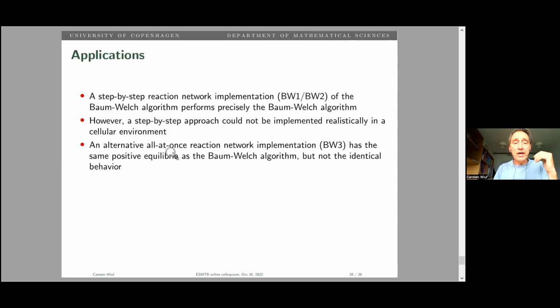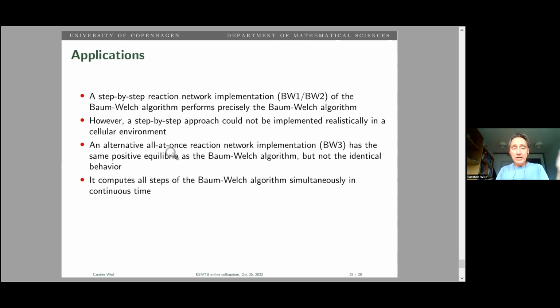Alternatively, we propose an all-at-once reaction network implementation that has the same equilibria as the Baum-Welch algorithm, but not the identical behavior. So it might return equilibria different from the Baum-Welch algorithm, but they would nonetheless all be positive equilibrium points. And it has the advantage that it's something you only have to do once, and you don't have to iterate it. There are things we are thinking about, that we would like to work on in the future.